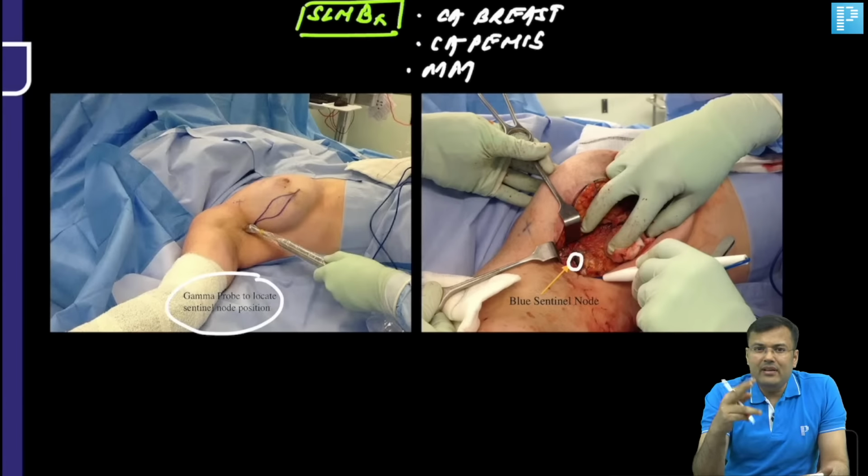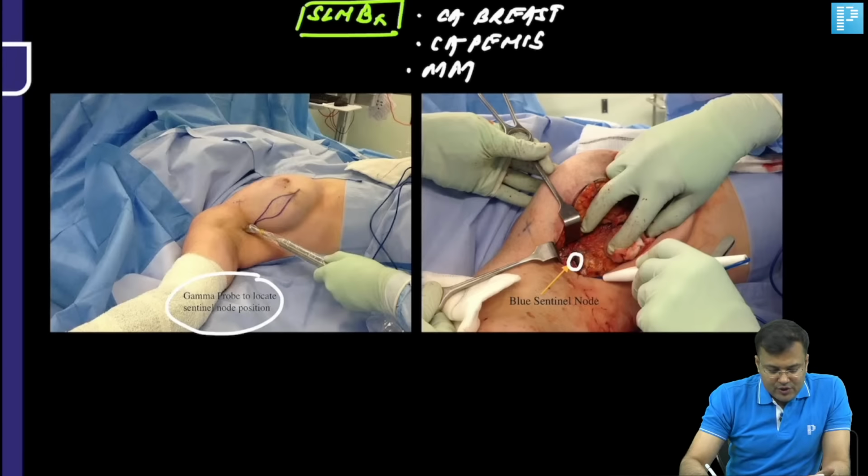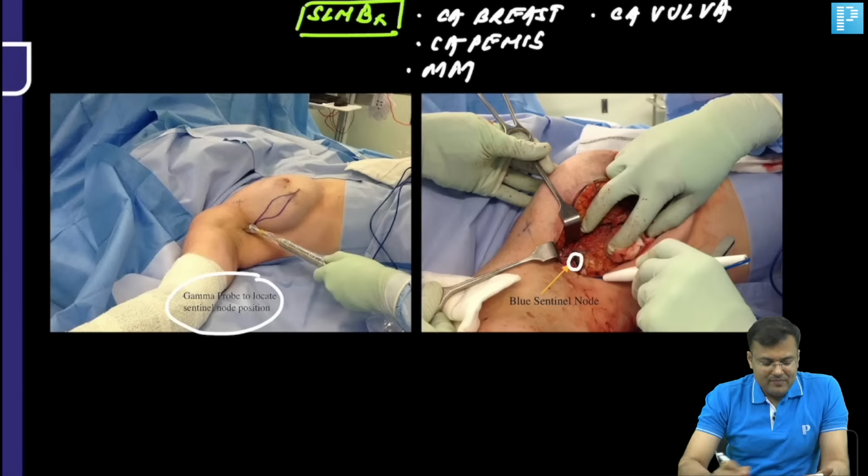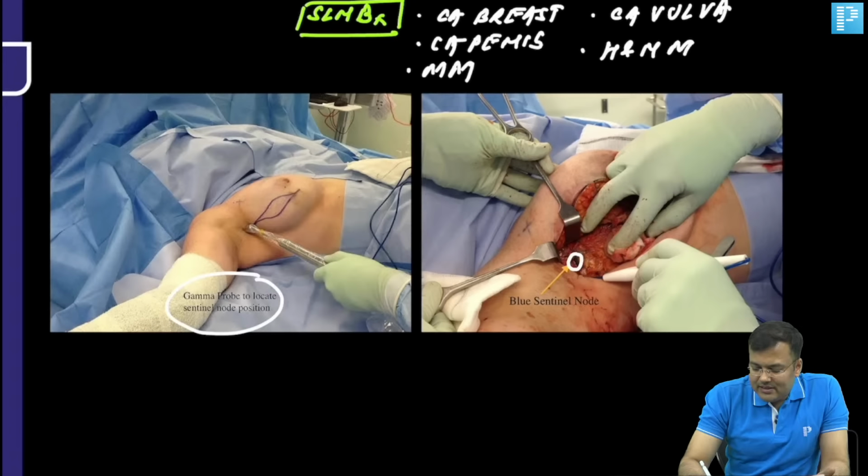Can you tell me two more indications? The two new indications which were asked recently in multiple exams. Carcinoma vulva, very good, Shalin and John. Apart from carcinoma vulva, what else? Abhishek, you are absolutely correct: head and neck malignancies. Got it?